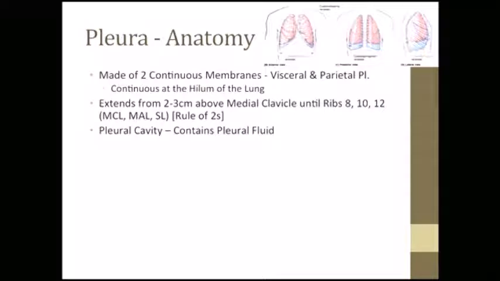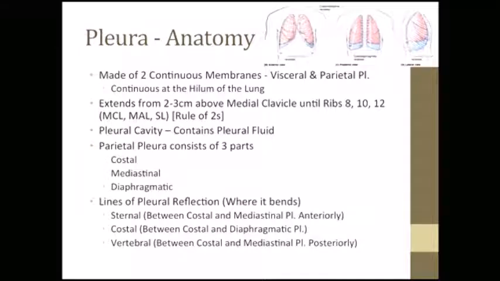So the pleural cavity contains pleural fluid, and the parietal pleura consists of 3 parts, and these are lines of pleural reflection. So basically, I just want you to realize that these anatomical definitions of the 3 parts of the parietal pleura and the lines of pleural reflection are not too important. Unless on a chest x-ray for the lines of pleural reflection. But to be very honest, no one in the hospital actually goes by, oh, look at that line of pleural reflection. They just go, look at the bottom of the lung. Yeah. So you have the sternal, costal, and vertebral, and I've written the definitions there for you to read in your free time.